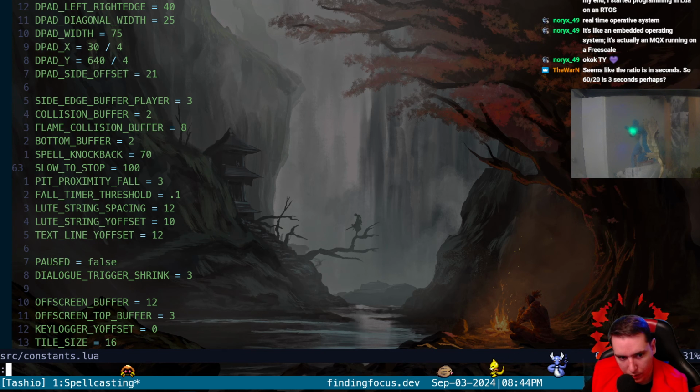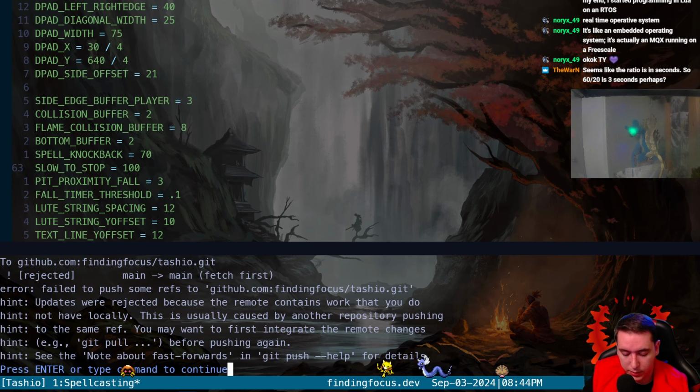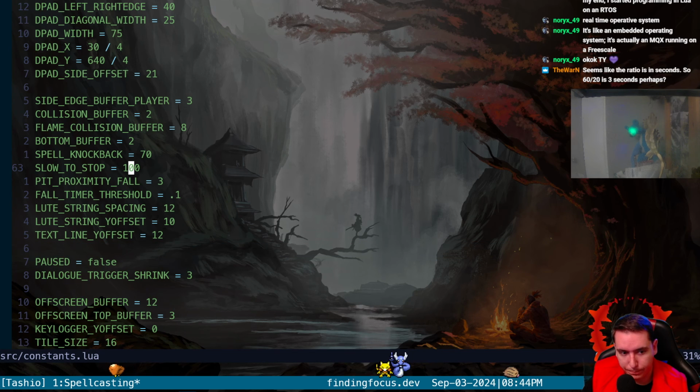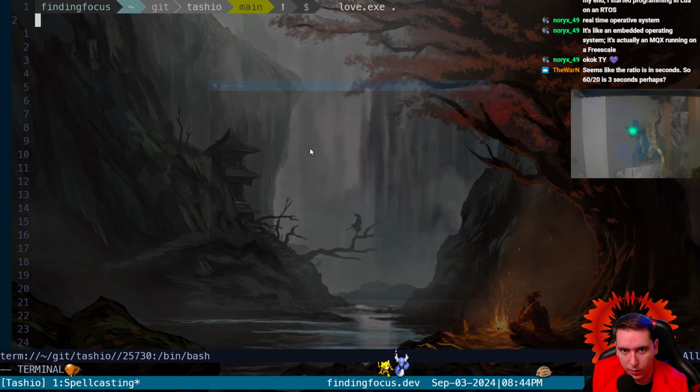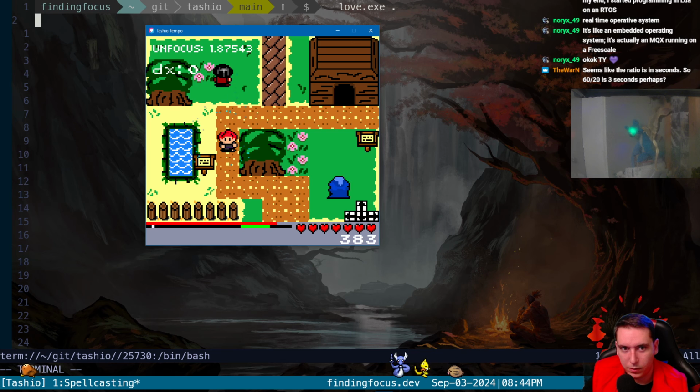Okay. And then we'll push that up. And then tomorrow I'll be doing the focus system frame rate interdependence, or independence, for our spell casting, because look at how wild our focus output becomes.